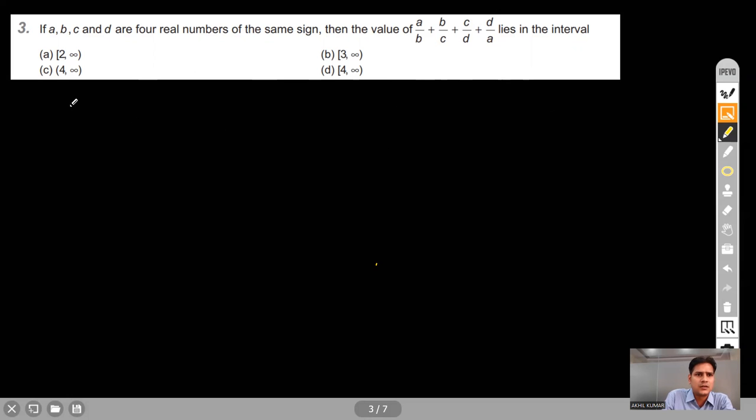Okay, so let me consider four numbers: A by B, B by C, C by D, and D by A. It is saying that A, B, C, D are four real numbers of the same sign. Let's take A, B, C, D as positive numbers. Then these four numbers will be positive. And if A, B, C, D are negative, then also these ratios will always be positive. So we can say these four numbers are greater than zero.